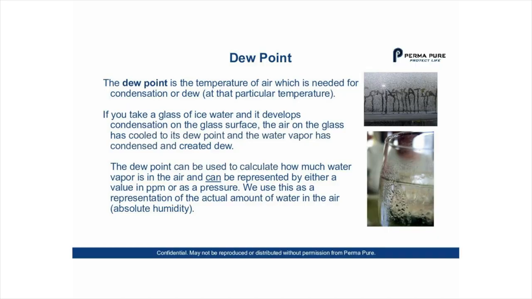If you take a glass of ice water and it develops condensation on the glass surface, the air on the glass has cooled to its dew point and the water vapor has condensed and created dew. The dew point can be used to calculate how much water vapor is in the air and can be represented by either a value in parts per million or as a pressure when using the atmospheric pressure as the standard. We use this as a representation of the actual amount of water in the air, or absolute humidity. This is why Perma Pure uses dew point in all of its published performance data, because we can tie it back to an actual referenced amount of water.